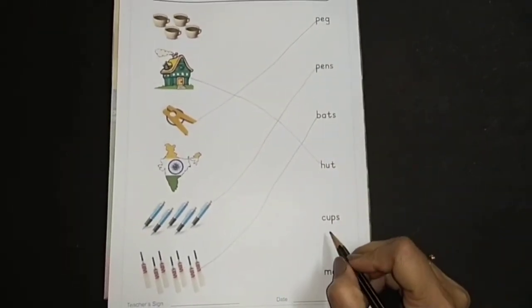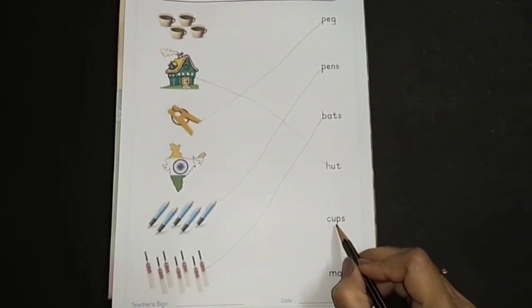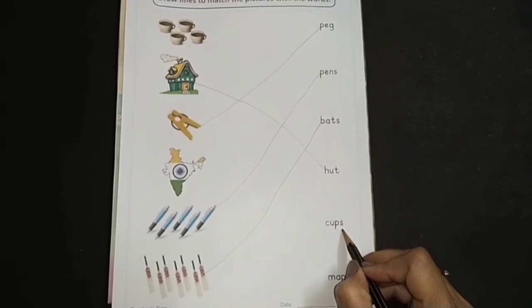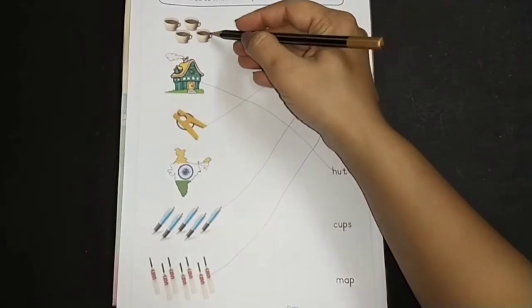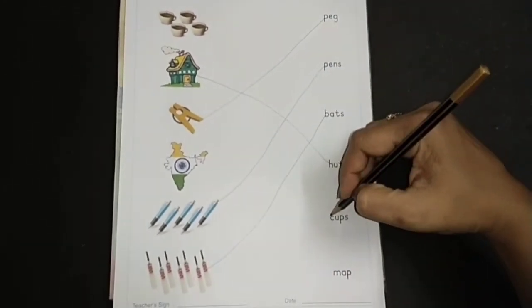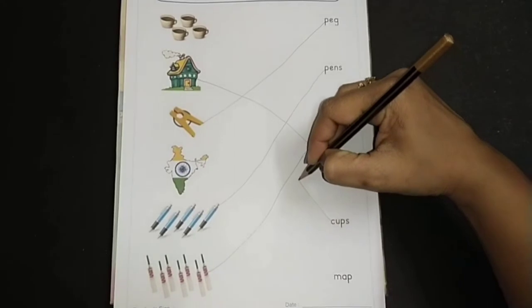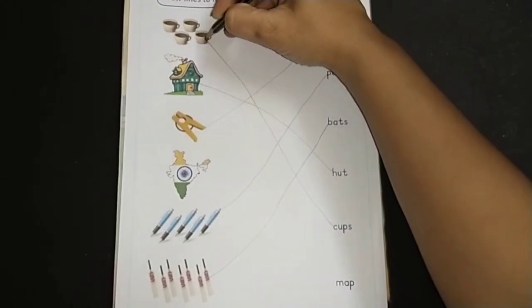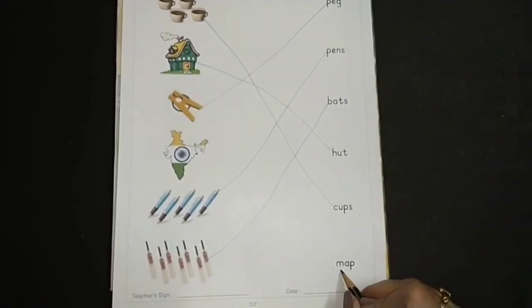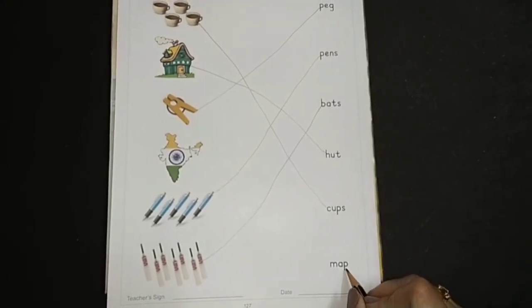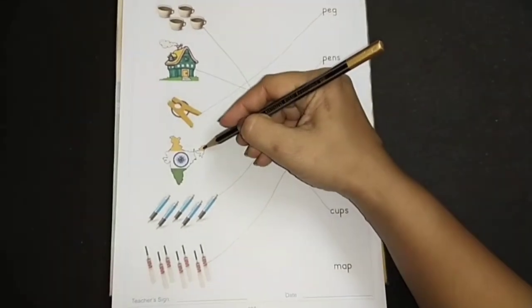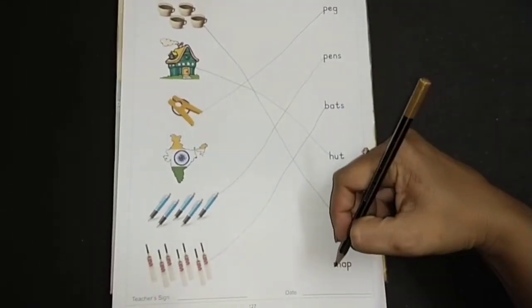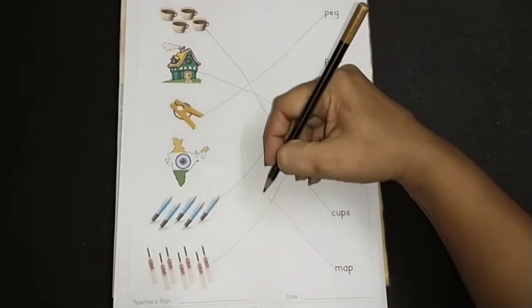Now read this word, cups. So where are cups? Yes, these are cups. So now we will match the word cups with the picture of cups. Which word is this? M-A-P, map. So where is map? Yes, this is a map. So we will match the word map with the picture of map.